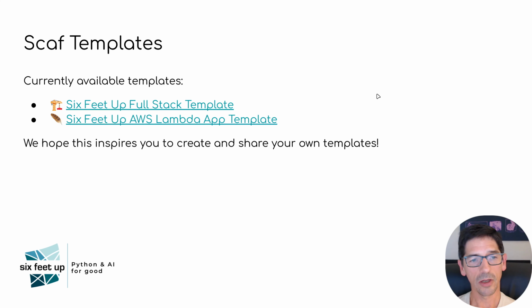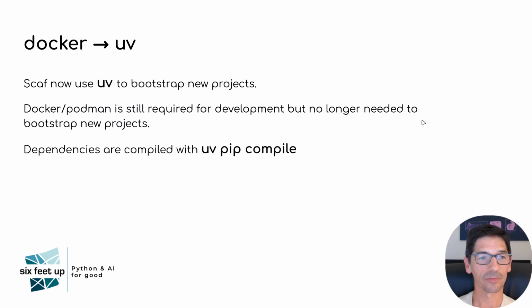We have only 2 templates available now. That's one more than a quarter ago. The Scaf full stack template, and we added another template which we refer to as the Scaf Light template, which is a very simple AWS Lambda app where the goal is really to be up and running as quickly as possible with as few cloud resources as possible. So follow those links to the repositories and be inspired to create your own.